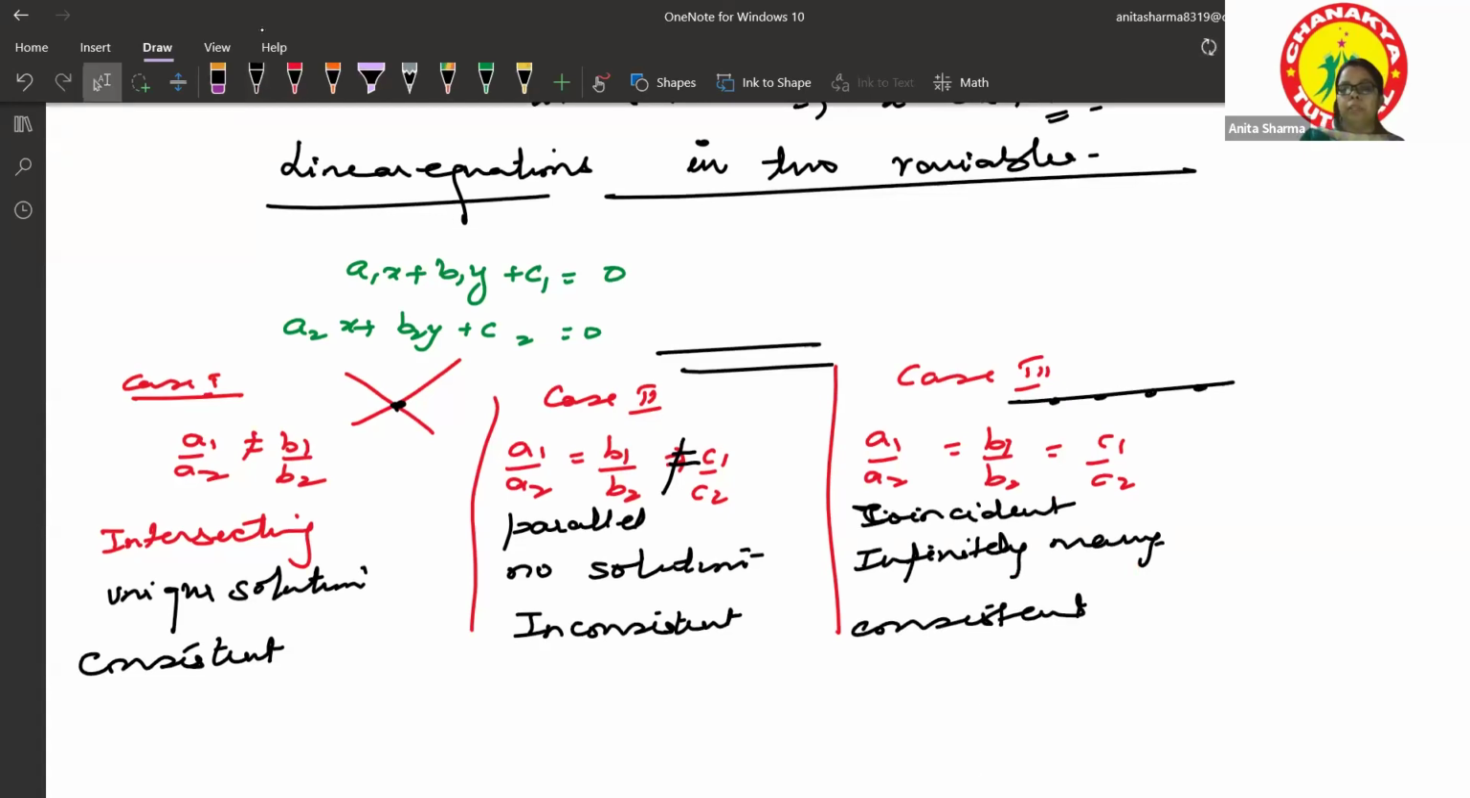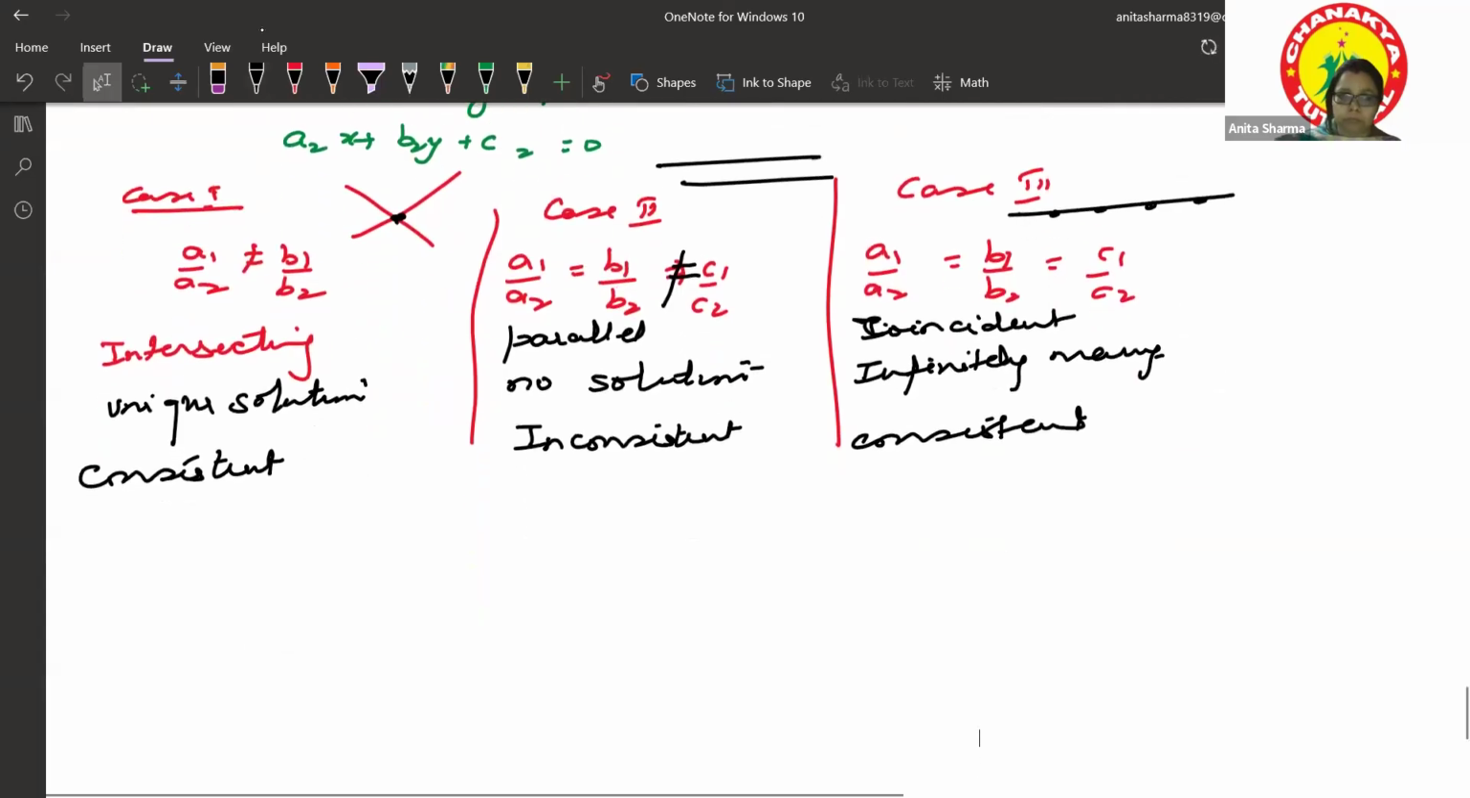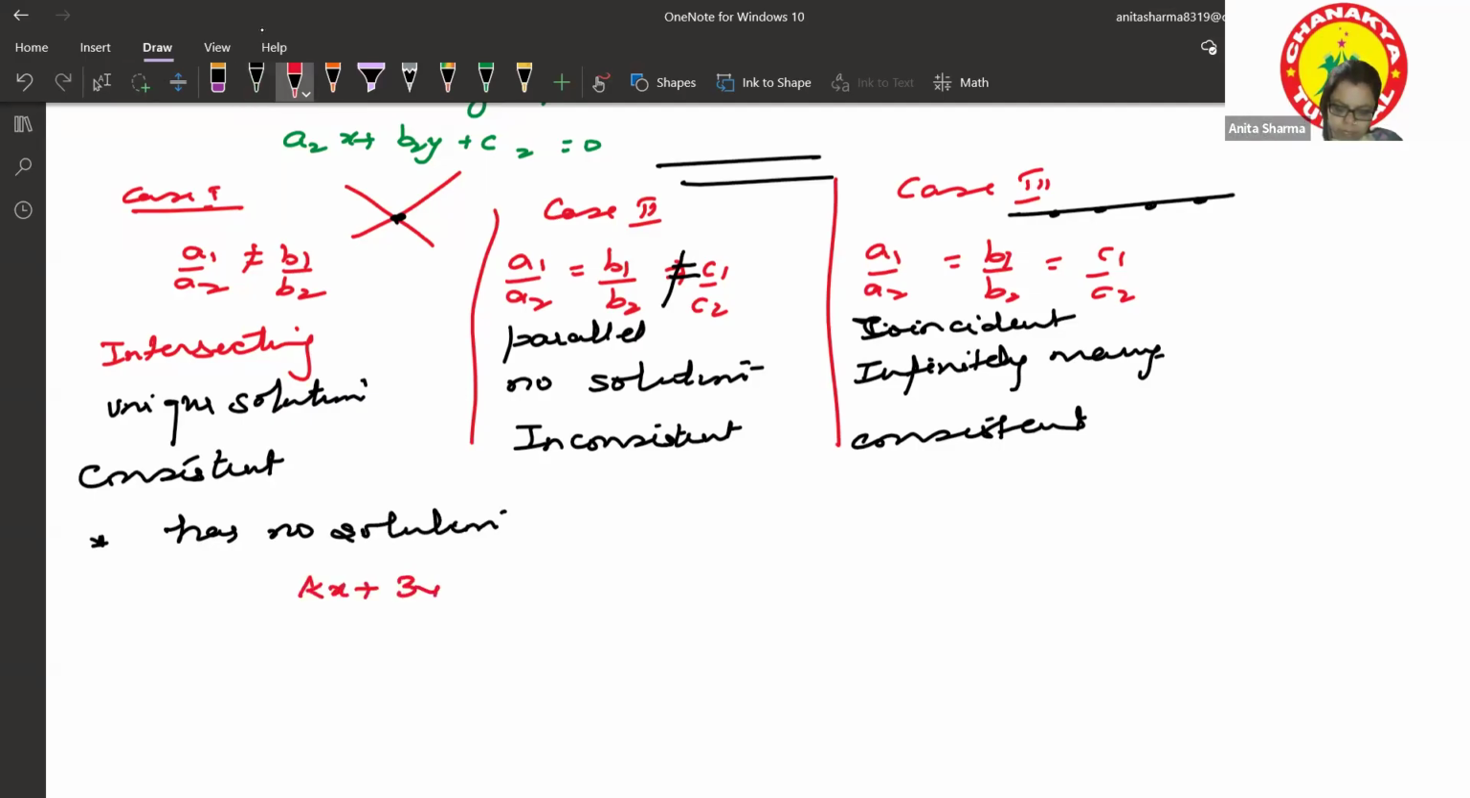So sometimes these type of questions can be asked: find the value of k if the system of equations has no solution. The equations are kx plus 3y is equal to k minus 2, and the second is 12x plus ky is equal to k.